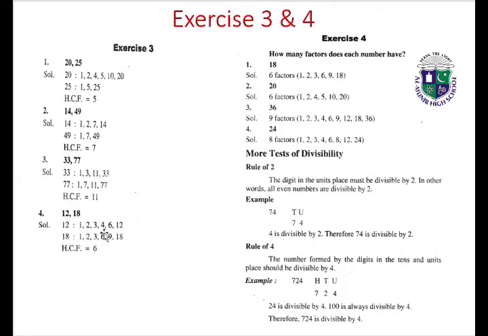12 and 18. 1 12 is 12, 2 6s are 12, 3 4s are 12, 4 3s are 12, 6 2s are 12.